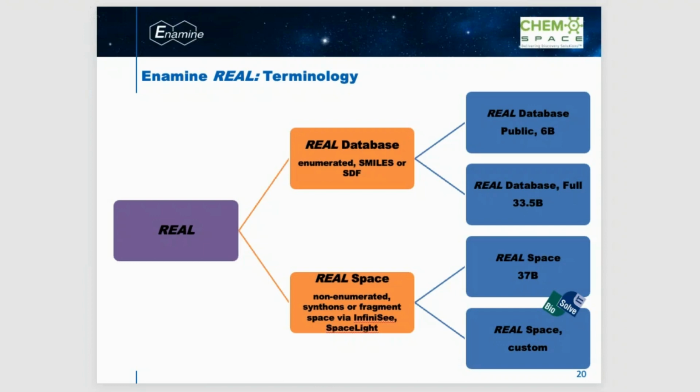One is the database, which is an enumerated file or file set of files, either in SMILES or SD format. And the database that we typically offer, that's a public database, which is available from Enamine.net or direct download from FTP site. And we also offer a REAL database as a full set. That's an enumerated set, and available for download again as SMILES, not SD files. Sorry, because it's too large. And the latter set contains over 33 billion molecules.